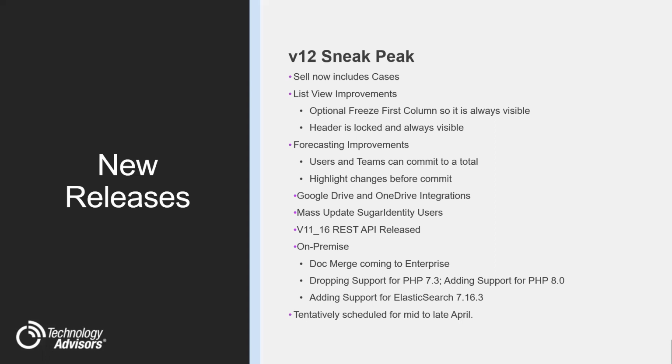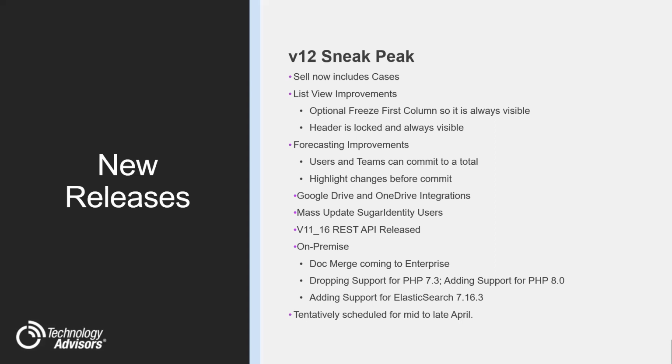Also, Sugar Identity is where they store users now. They're trying to get into the identity services functionality so we can do better single sign-on and things like that, and we'll now be able to mass update there. There's a new version of the API that's going to be released to handle all of these things. And now some of my favorites, specific to on-premise customers: Doc Merge, the newer version of PDF Manager, is coming to enterprise, so that'll be available on premise.